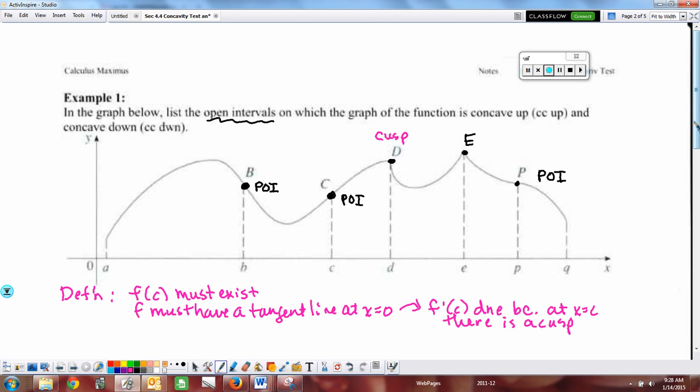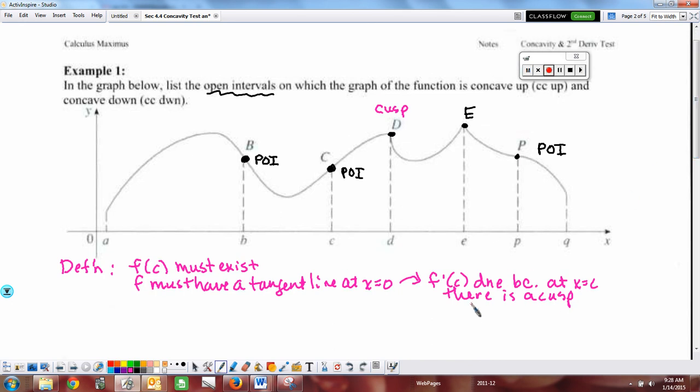However, notice that in the actual definition of point of inflection, they did not say that the derivative does not exist, because you can have a vertical tangent line where the derivative would not exist, but it is still going to be a point of inflection. So if I had a graph that came in, became vertical, and then went on like this, where it's concave up and then concave down, this would be considered a point of inflection where your first derivative does not exist. That is okay. That is still going to be considered a point of inflection. However, a cusp is not going to be considered a point of inflection.